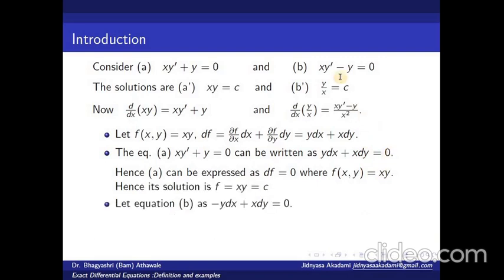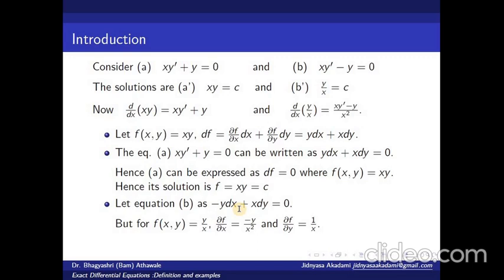So equation in B, if I want to write it like this, multiplying by dx, I will get minus y dx plus x dy is equal to 0. And my function is y by x, that is our solution. So let us check what is ∂f/∂x and ∂f/∂y if f is equal to y by x. If f is equal to y by x, ∂f/∂x is minus y by x squared and ∂f/∂y is 1 by x. And the coefficient of dx is not this and the coefficient of dy is also not this. So I cannot express this as df or the total differential of this function, and that's why it is not exact.